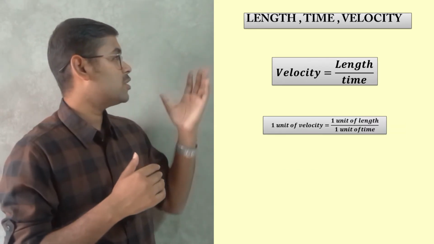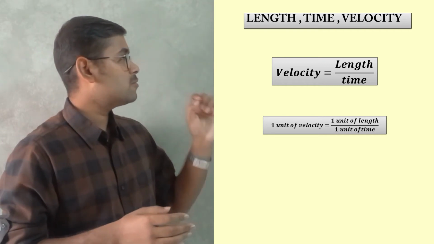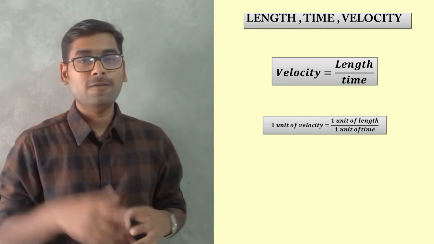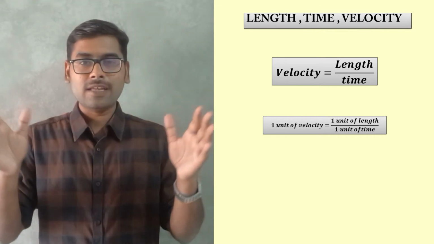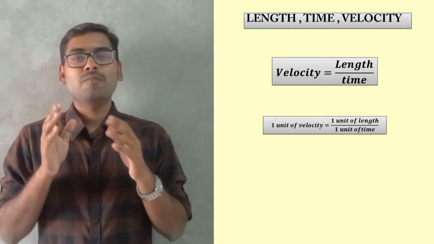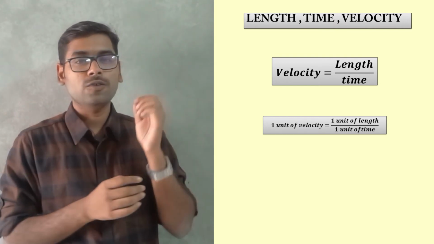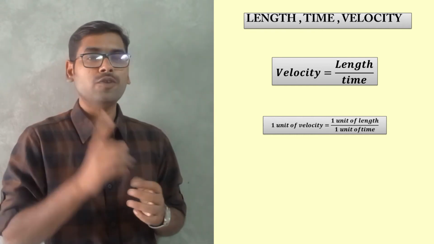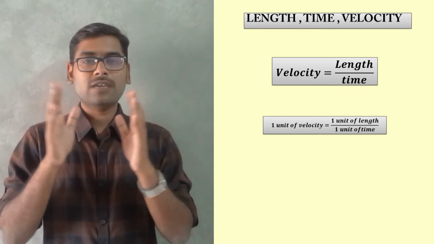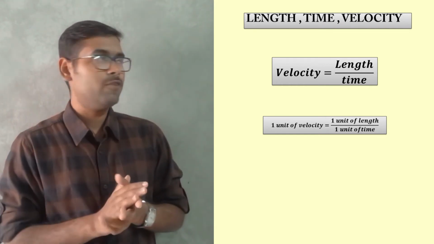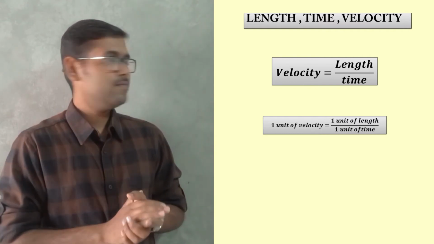Now come back to the first case, that is velocity is equal to length by time. If you define units for length and time in this case, you will automatically get unit for velocity. How? If you take particular length as 1 unit of length, and if you take particular duration of time as 1 unit of time, then you will automatically get unit for velocity, that is 1 unit of velocity. How? If an object covers 1 unit of length in 1 unit of time, then we say that it has a velocity of 1 unit.